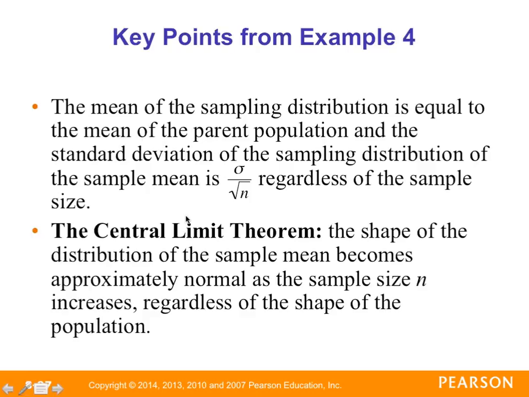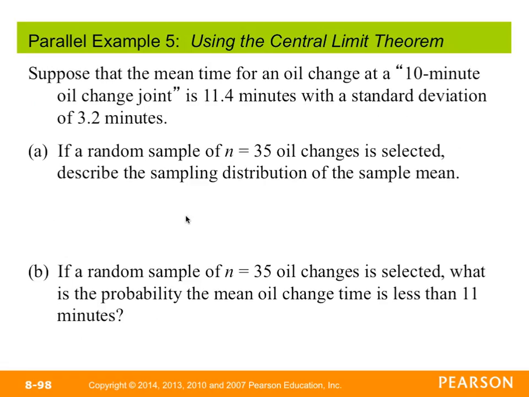Okay, a couple of other key points: the mean of the sampling distribution is equal to the mean of the parent population, which we just used, and the standard deviation of the sampling distribution of the sample mean is always going to be sigma over square root of n, regardless of the sample size. But one thing I want to talk about is the central limit theorem. This basically tells you that the shape of your distribution for your sample mean becomes approximately normal as sample size n increases, regardless of the shape of the population. And typically what we want to have happen is we want at least 30 observations in order to use the central limit theorem.